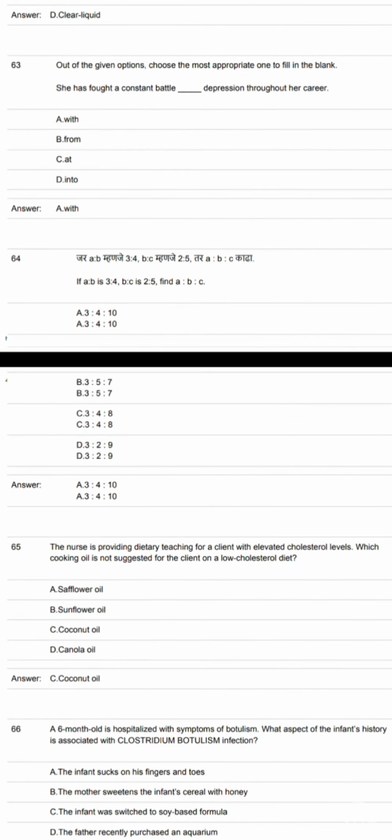63. Out of the given options, choose the most appropriate one to fill in the blank. She has fought a constant battle. Answer is with depression throughout her career.